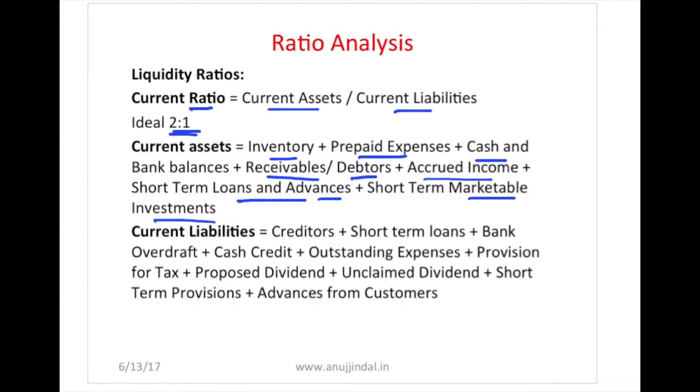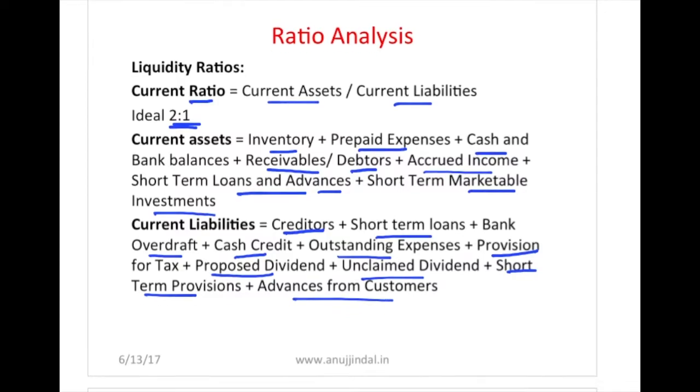These are all assets of the enterprise, because either you have given them out as loans, or you ought to receive them. If you have receivables or debtors, that money belongs to you and you have to receive it in the future, or you have some stock or inventory and cash and bank balances. Current liabilities are what you have to pay to some other person or enterprise. These are creditors, short term loans, bank overdraft, cash credit, outstanding expenses, provision for tax, proposed dividend, unclaimed dividend, short term provisions, and advances from customers. Whatever advances you've taken from customers, you have to give back. So these are current assets and current liabilities, and this is the formula of the current ratio.